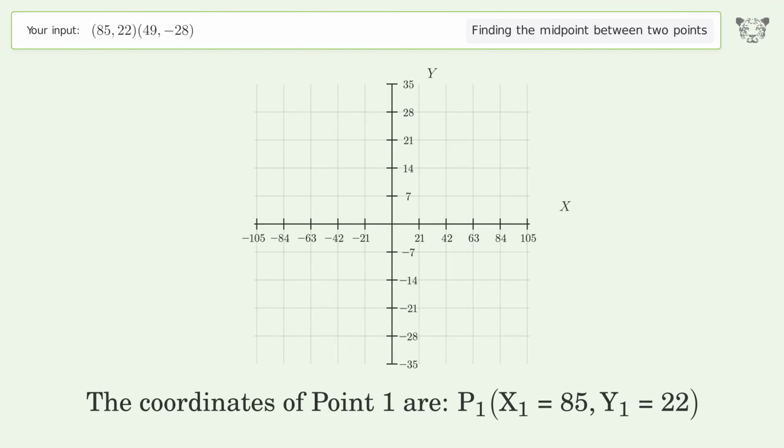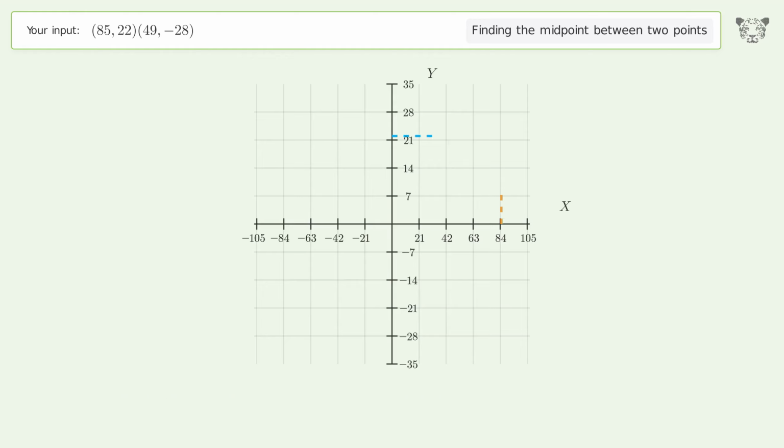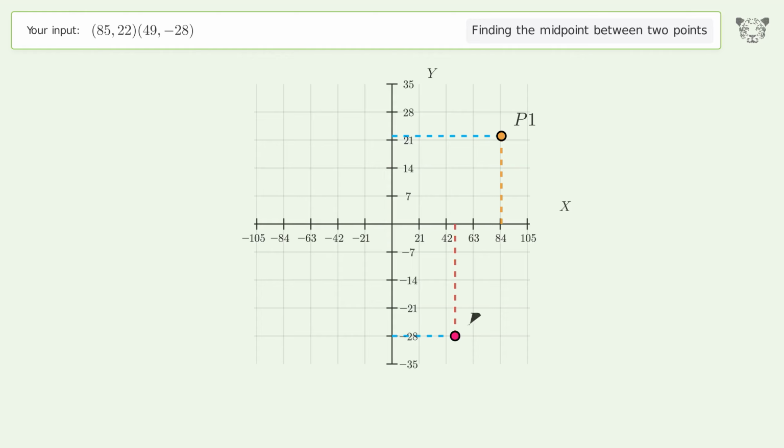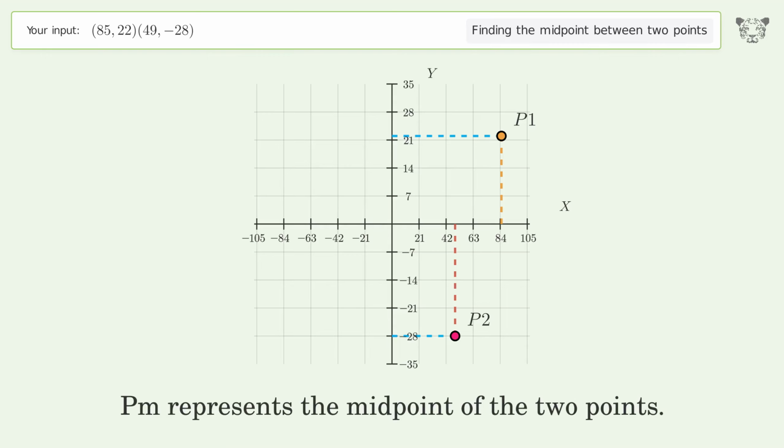The coordinates of point 1 are x1 equals 85, y1 equals 22. The coordinates of point 2 are x2 equals 49, y2 equals -28. PM represents the midpoint of the 2 points.